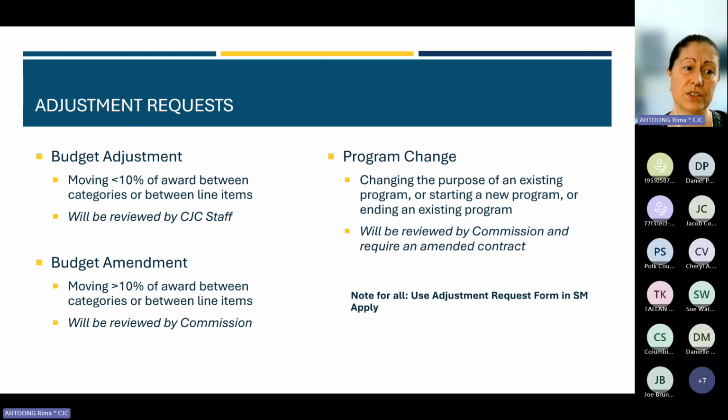If you have a change that's greater than that 10% award cutoff, then that is required to be reviewed by the commission, and we consider that to be a budget amendment. So that's a little bit more intensive of a process. You submit the request the same way, just the way that we process it is a little bit different. And again, we will make the change to the form ourselves once it's approved by the commission.